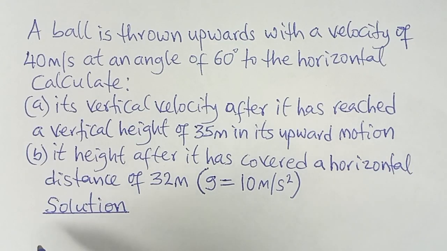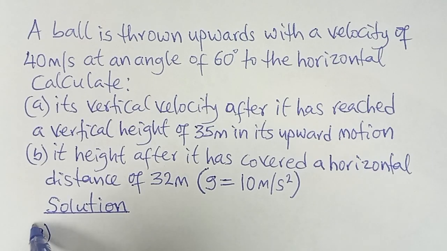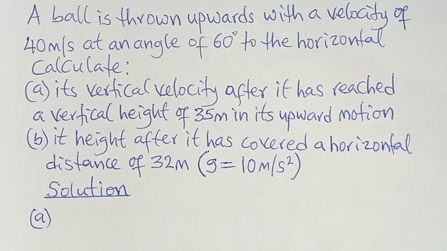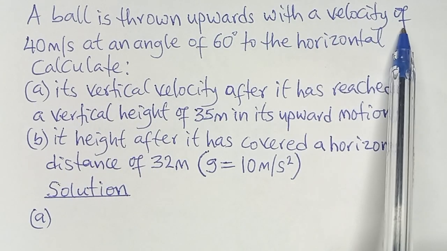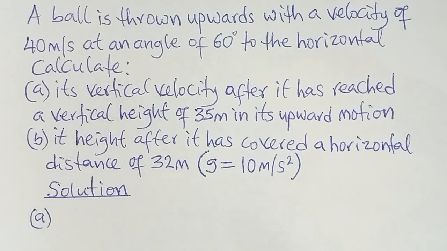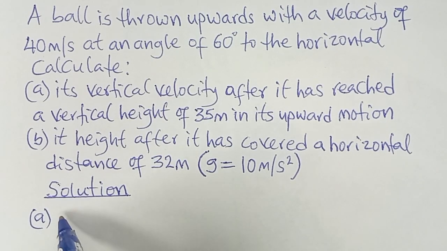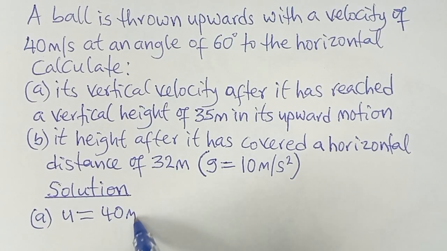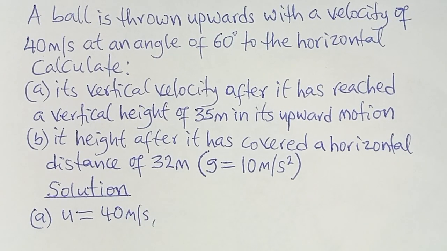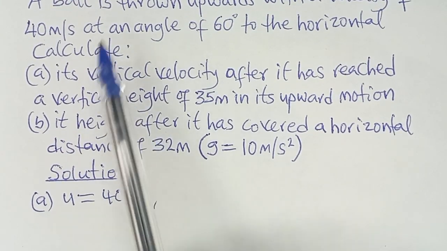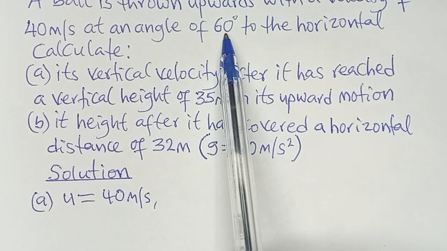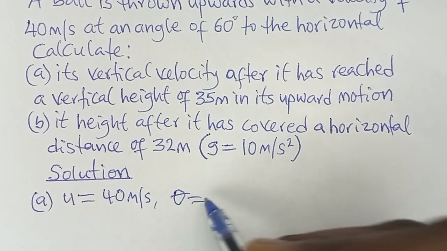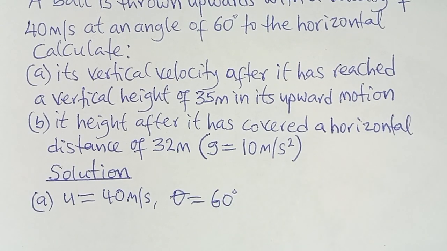Now for us to solve this, let me start with question A. The first thing for us to do is to state the parameters that were given in the question. We are given the initial velocity, 40 meters per second, represented by letter U. So U is equal to 40 meters per second. Then the angle of projection: it is projected at an angle of 60 degrees to the horizontal. So theta is equal to 60 degrees.